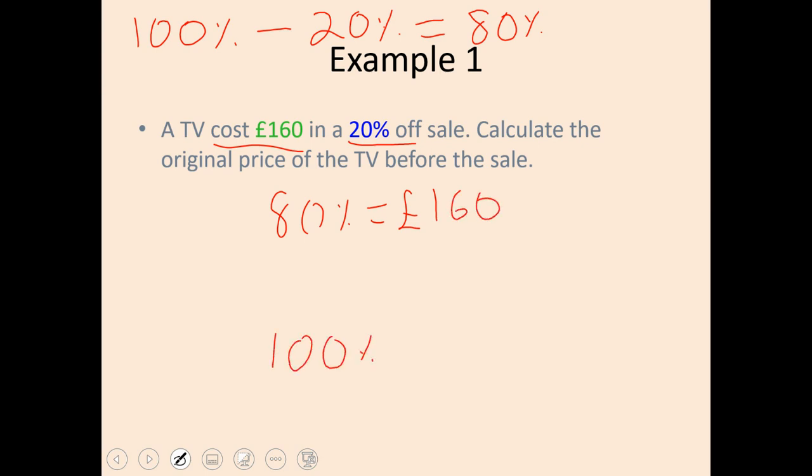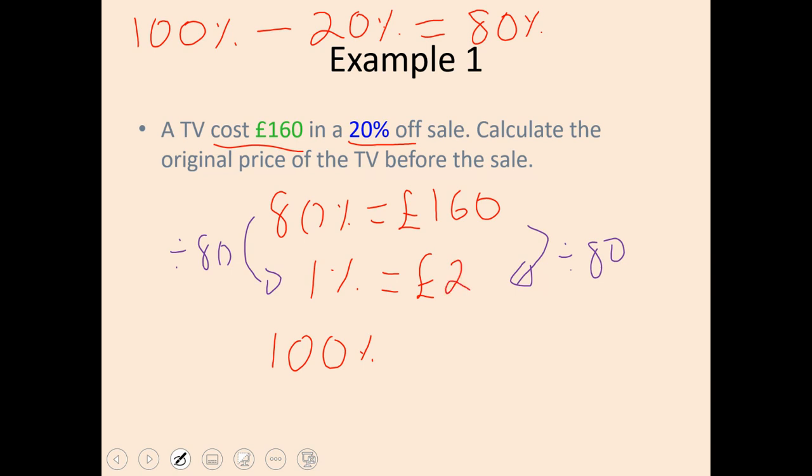So what can I do? I can work out what 1% is first. How can I work out what 1% is? I can divide both sides by 80. Again, you can use your calculator, but you should be comfortable to do this. £160 divided by 80 would just be £2.